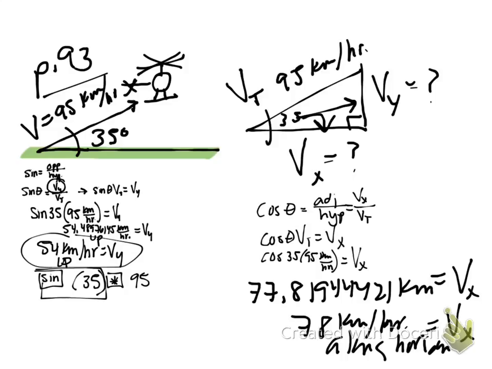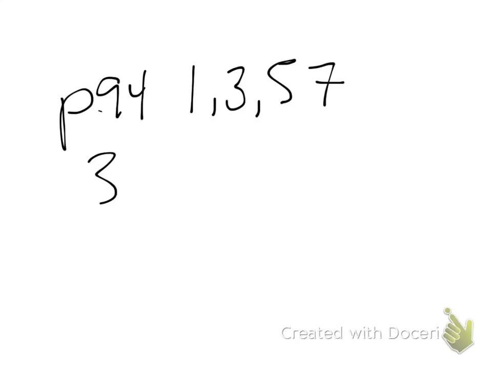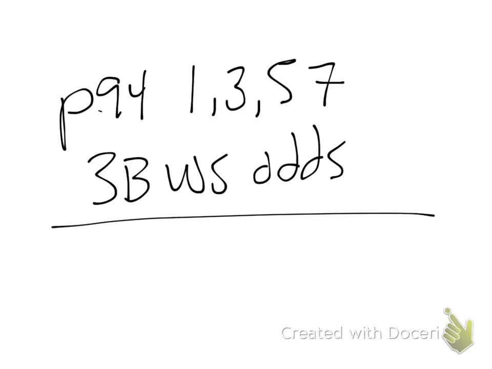I'm going to give you time to work. I will assign 1, 3, 5, and 7. So on page 94 you have 1, 3, 5, 7, then you have the 3B worksheet odds. Okay, and this will all, of course, be a big chunk of stuff due sometime in the future. Okay, you have time to work, and I'll float around and help you as I do other things.